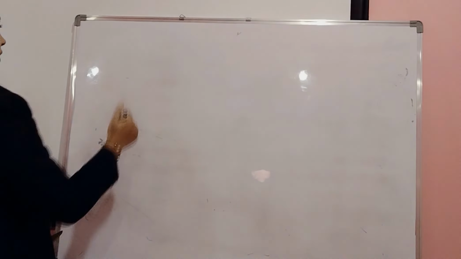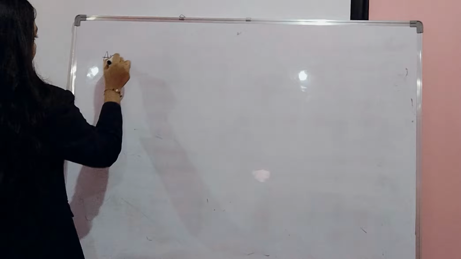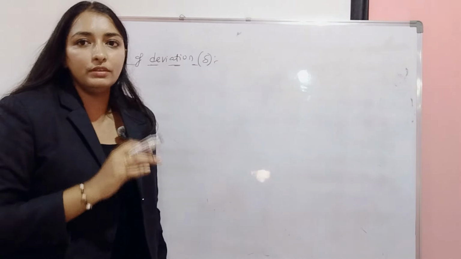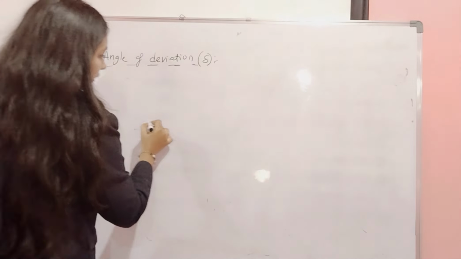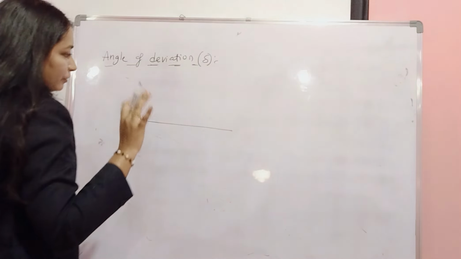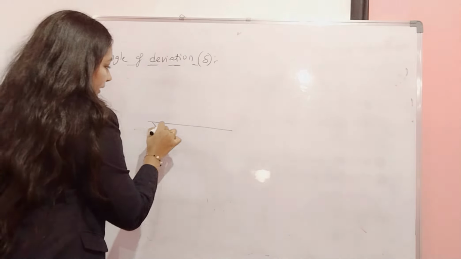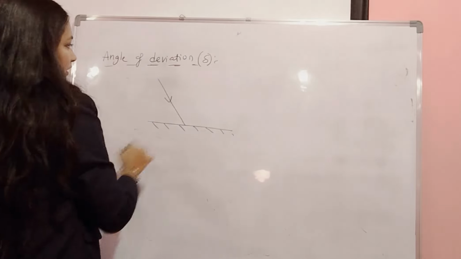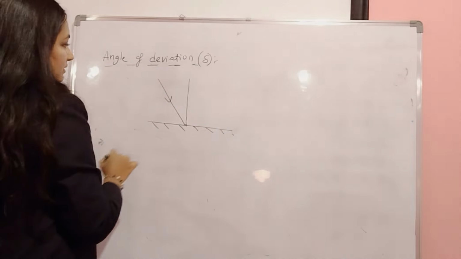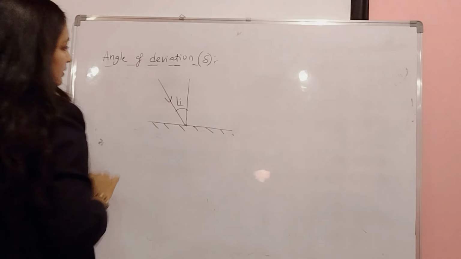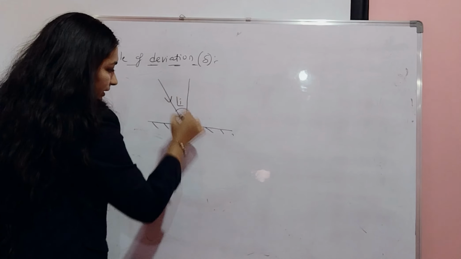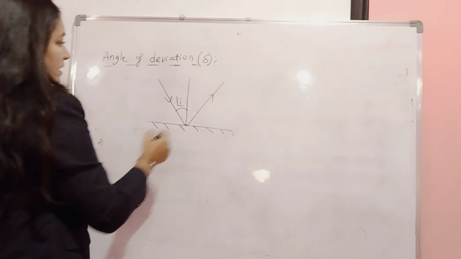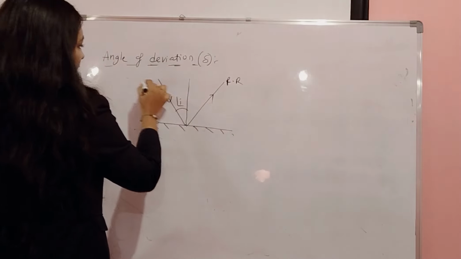This type of reflection is called irregular reflection or diffused reflection. Is it clear? So now we discuss the angle of deviation. Deviation is represented by delta. What is meant by angle of deviation? The angle of deviation is how much angle it is deviated from its original direction. So I am taking a plane mirror and an incident ray. This is the normal at the point of incidence and this is the angle of incidence. Clear? Now what happens after incidence? The mirror will reflect the light. So this is the reflected ray and this is the incident ray.